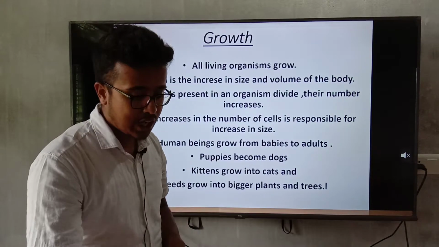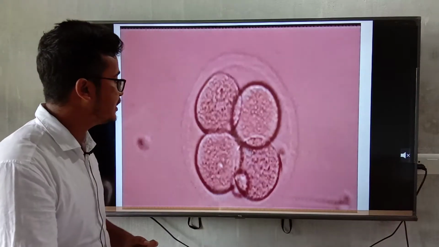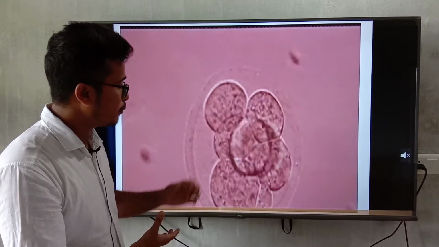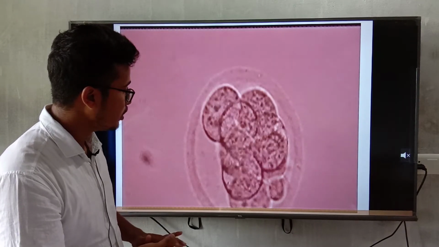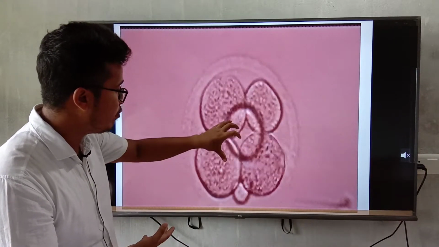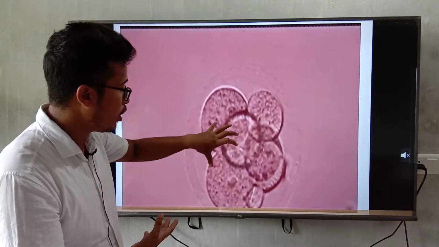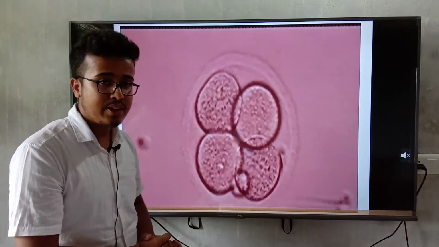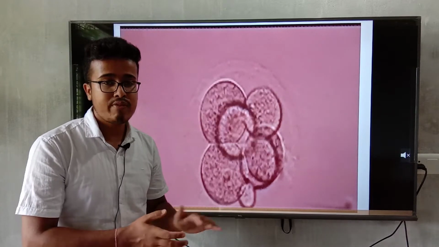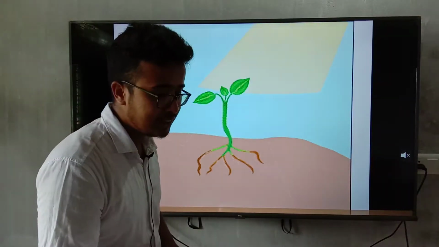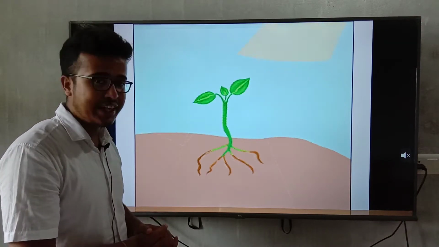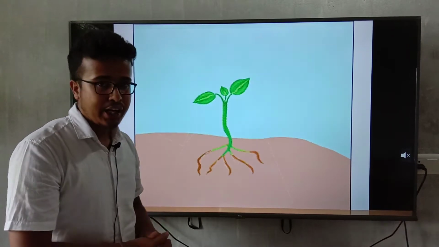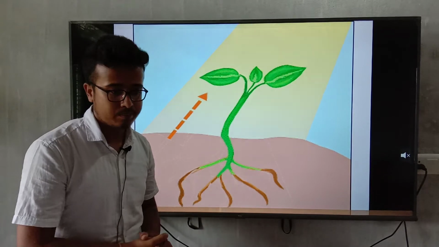Now I will show you a picture. You can see this picture. This is a cell, and now this cell is dividing. See properly. Here it is 4 cells. Now it will divide and form more cells. As we observe here, 1 2 3 4 5 6 7 cells are here. This is the process of dividing cells. After this, growth takes place in the plant, due to the dividing cells in the plant body.